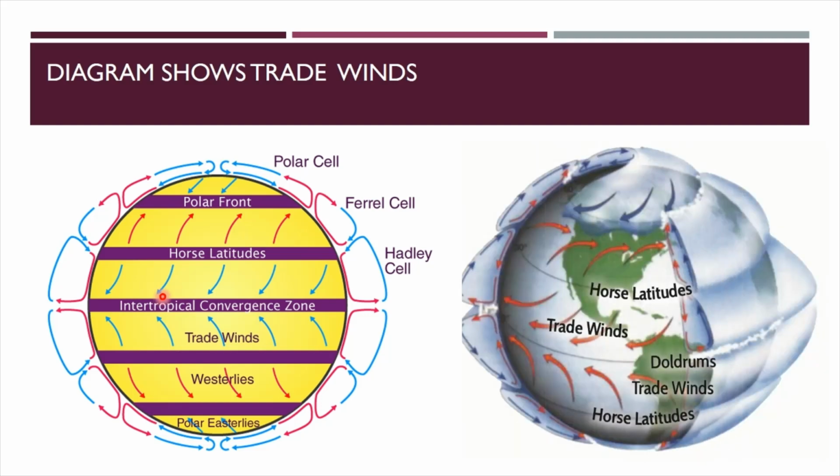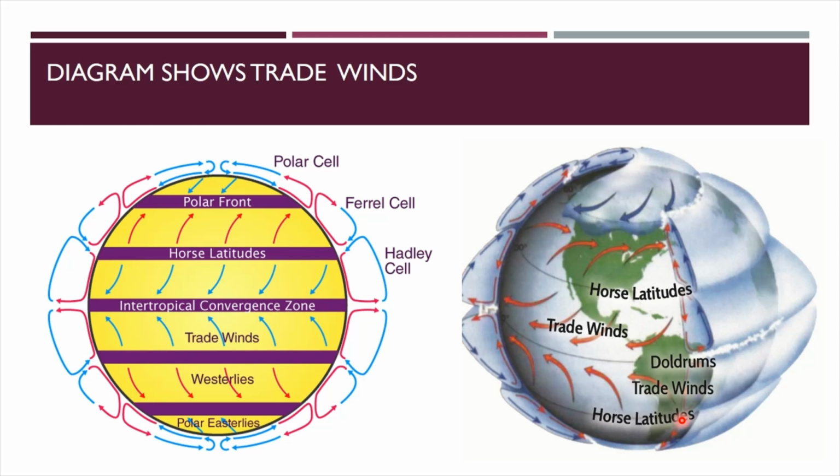One more diagram is showing the latitudes. Here the horse latitudes, in both hemispheres you can see the horse latitudes. It's a tricky question, I told you. It has come in many board papers and even in your entrance tests. What is horse latitude? It is found at sea level.